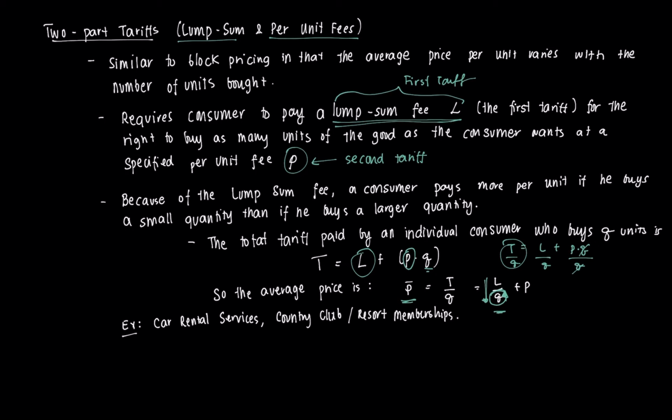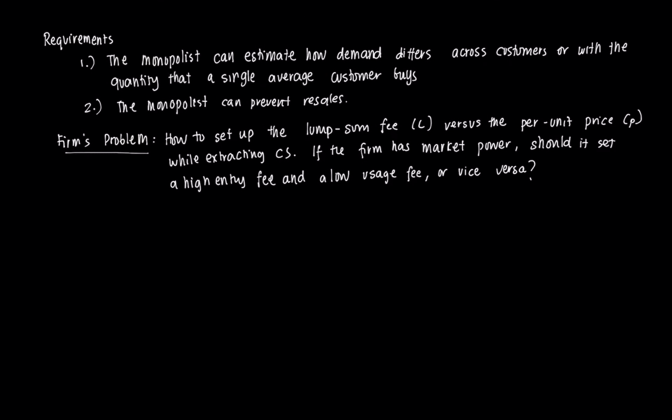Now, what will enable the monopolist to do these two-part tariff systems? And what are the requirements? The main requirements are, first, the monopolist needs to be able to estimate how demand differs across consumers, or differentiate the quantity that a single average consumer buys. So it needs to have a good sense of how the market demand and consumer demand operate. It might not know exactly each person's reservation price, but it needs to be able to estimate the average quite well. Another one, which is similar to first-degree price discrimination, is that the monopolist must prevent resales as well. So if you subscribe to resort fees, you need to have, say, an entry ID to be able to get in. So it's not easily resold as much as other goods or services.